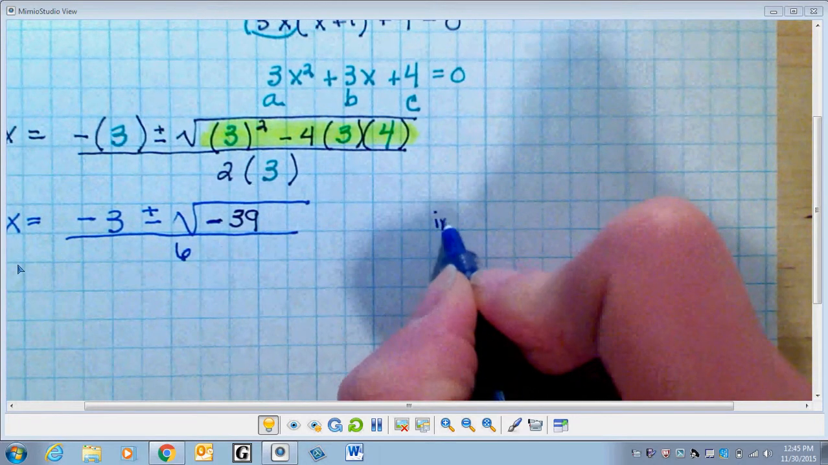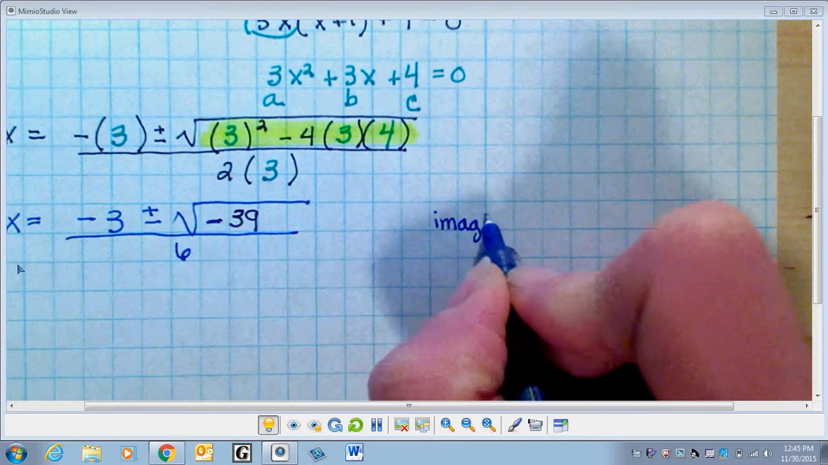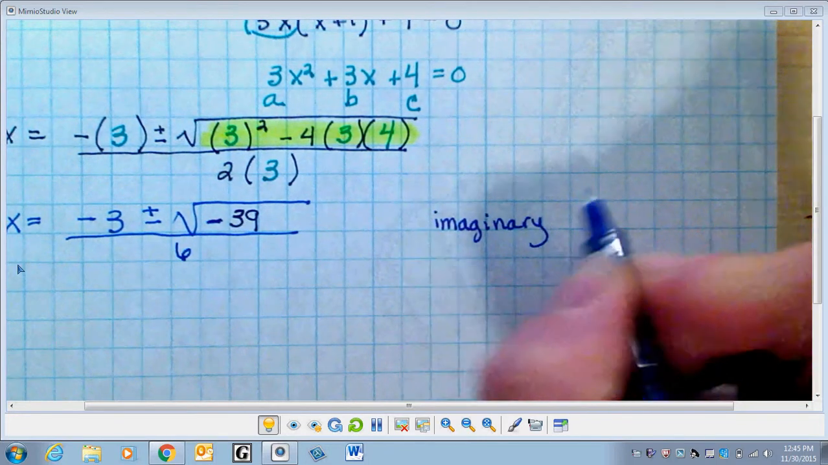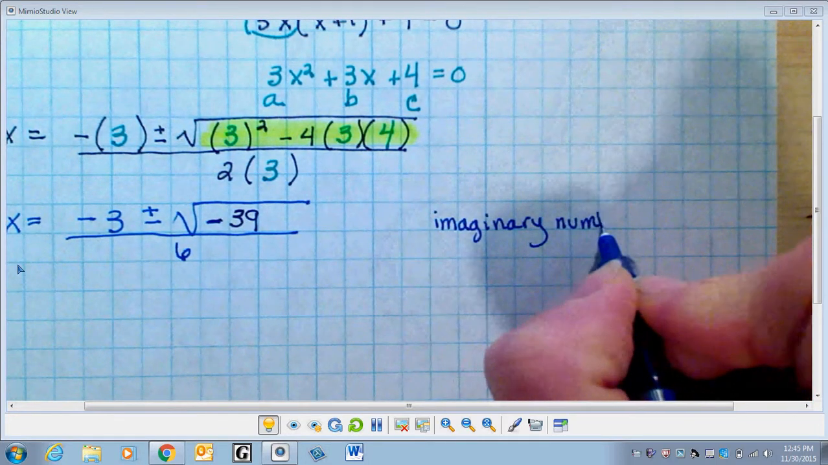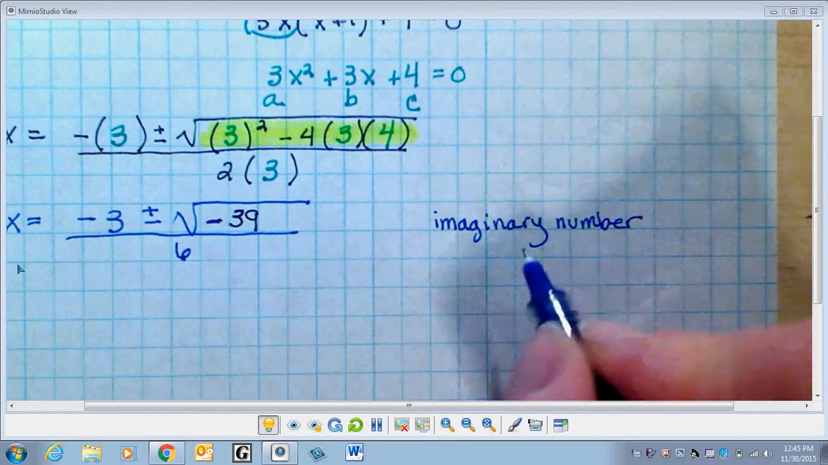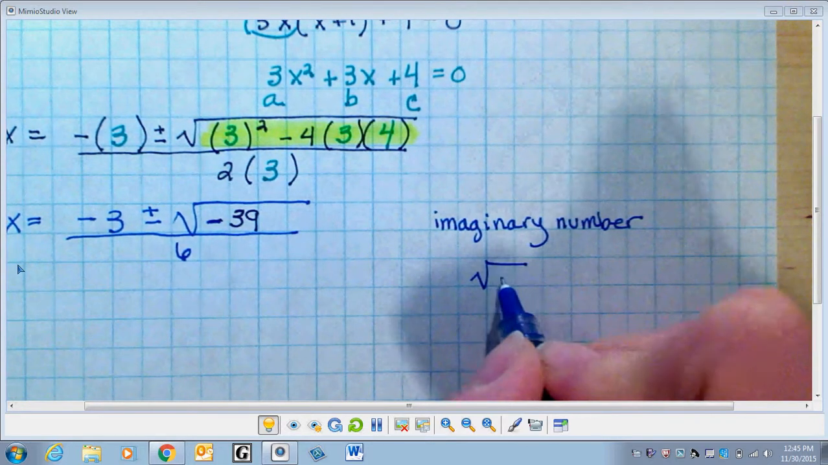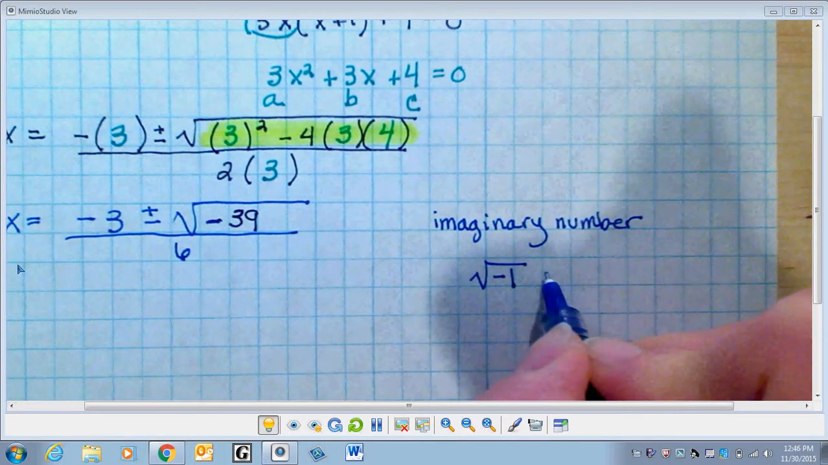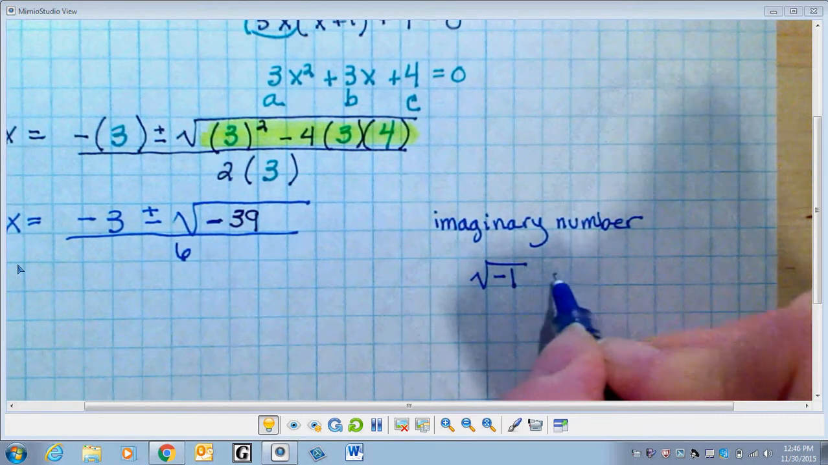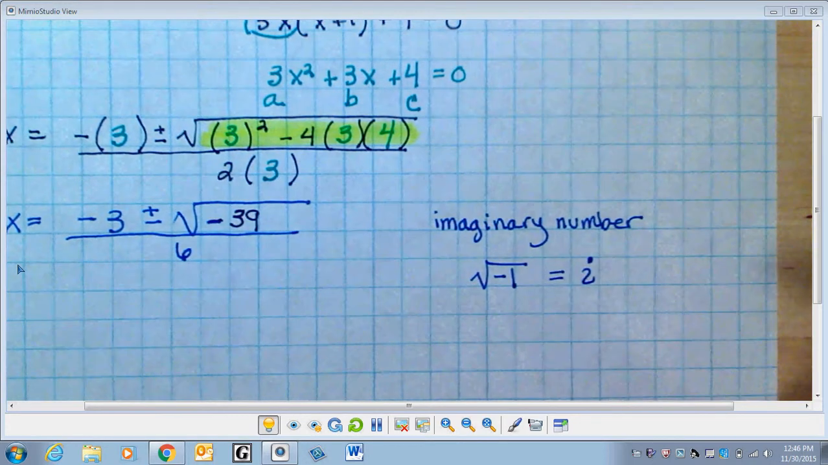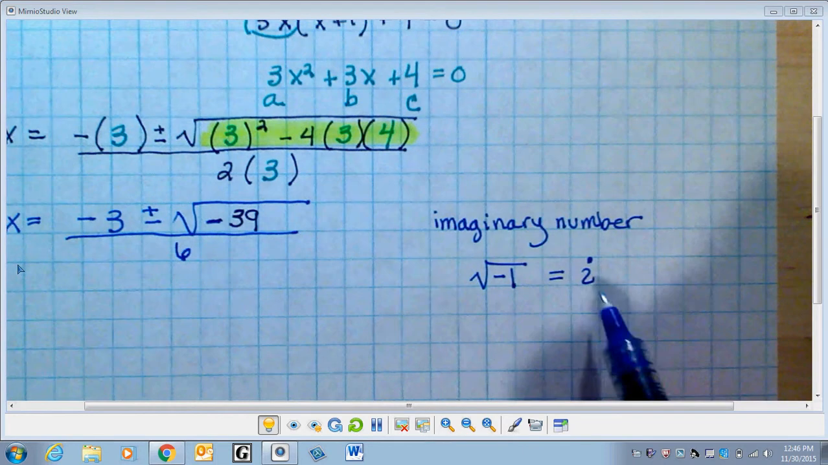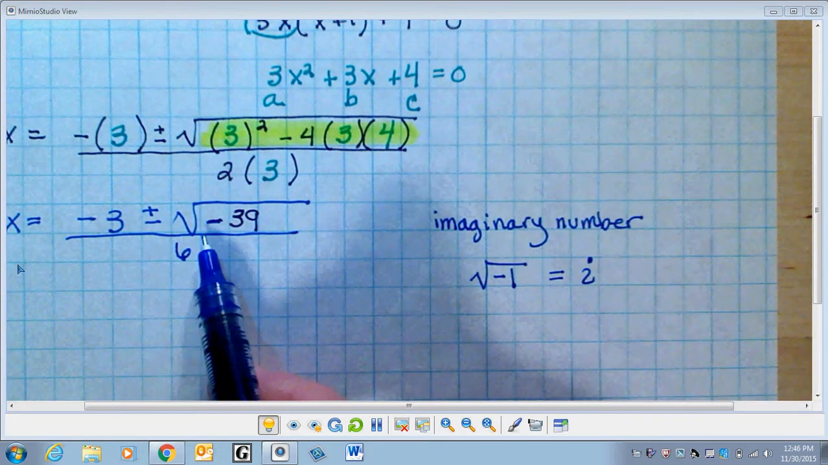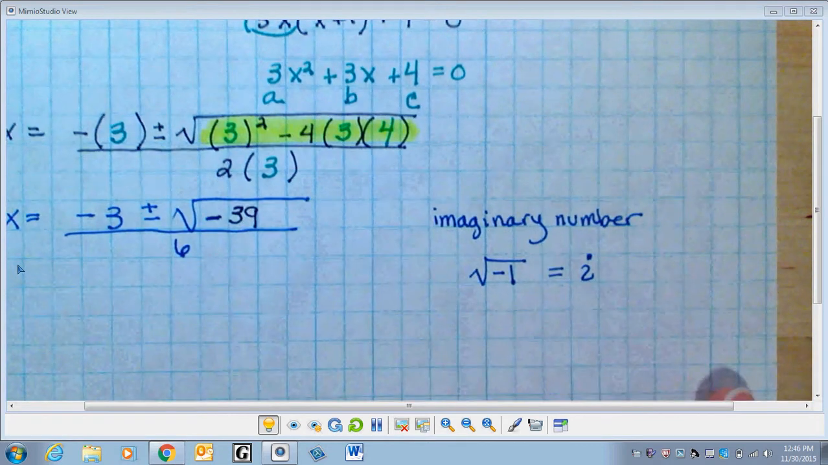You need to know this. An imaginary number: if we have the square root of negative 1, we're going to define this as i. Okay? And that's an italics i. It's a very special i. So whenever we have a negative under the radical, we can factor that out as an i.